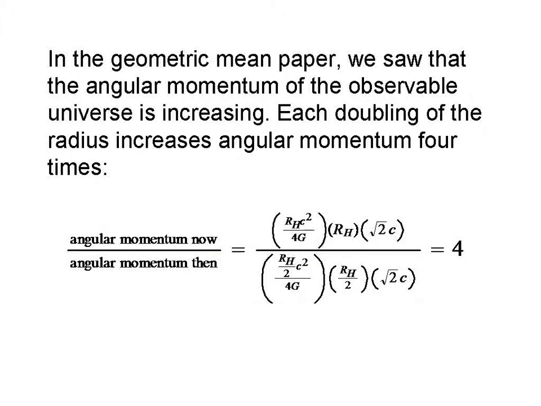In the geometric mean paper, we saw that the angular momentum of the observable universe is increasing. Each doubling of the radius of the hyperverse increases angular momentum 4 times. Using our now and then approach that we've used previously, we find that the ratio is 4. So the angular momentum of the universe now versus when the radius was half of what it is now is increased by 4 times.